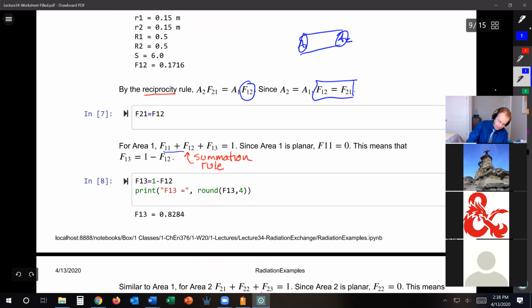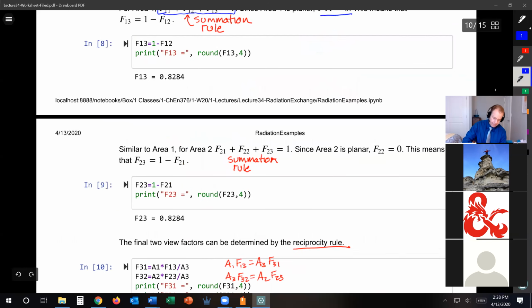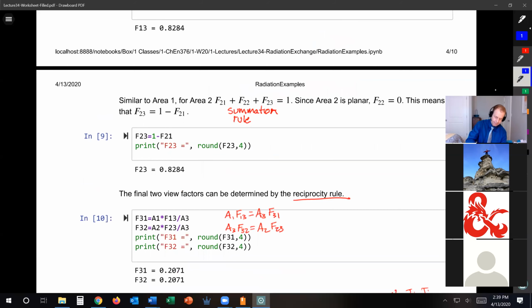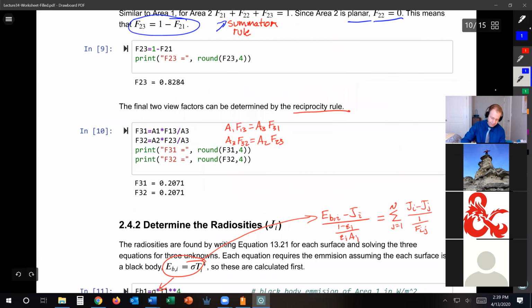I can then write the summation rule to get F13 because F11 is equal to 0 and F12 I just calculated above. I can do a similar thing for area 2 to get F23. Summation rule, it's planar, so F22 equals 0, and F23 just equals this. The final two view factors I get from reciprocity: I can write two reciprocity relationships to get F31 and F32. I've got these rules and the table, and anything I give you, you'll be able to get the view factors based on these rules and tables. So that's step 1, get all the view factors.